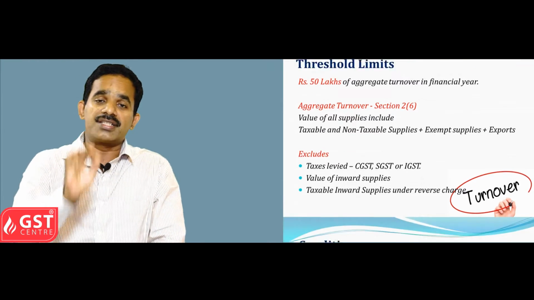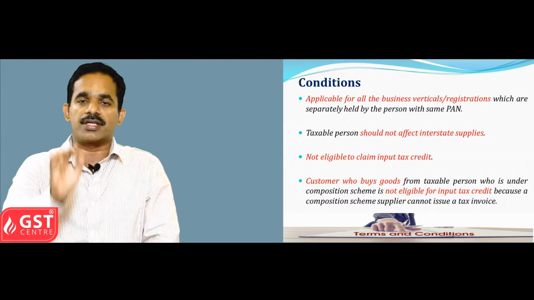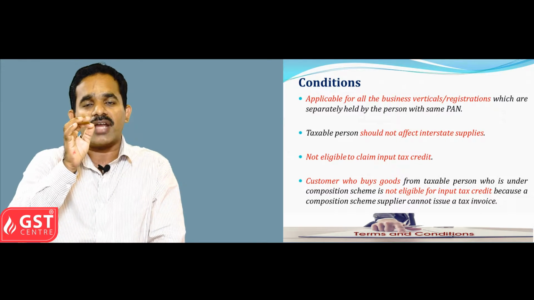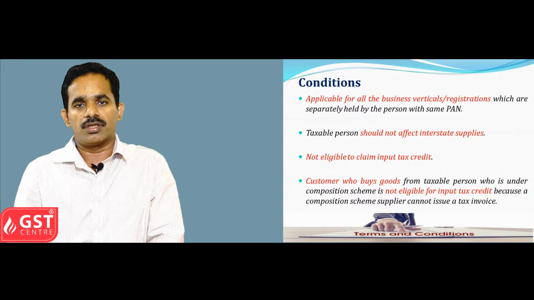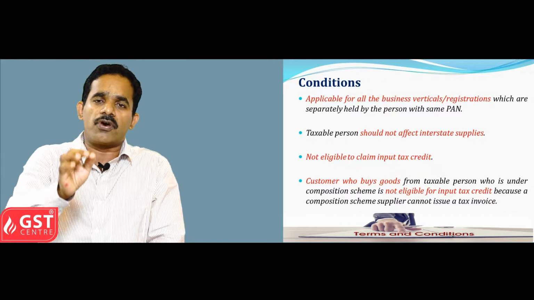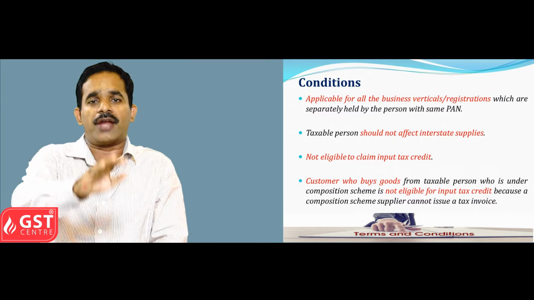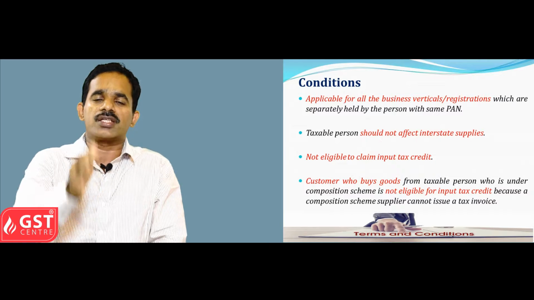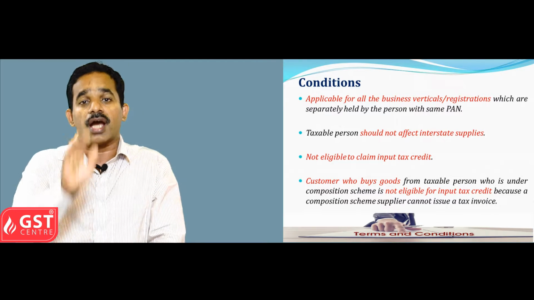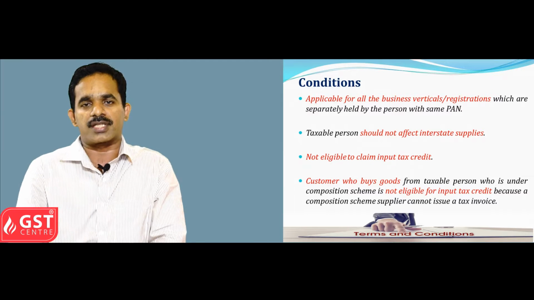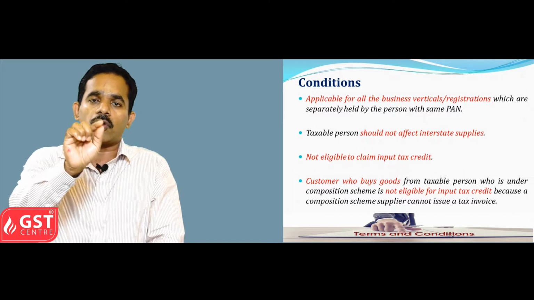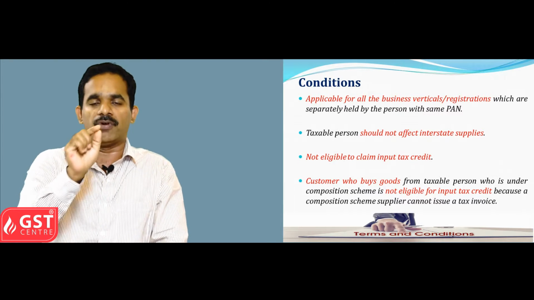There are certain conditions to be fulfilled by the person who is opting for the composition scheme. Let us look into these conditions. If a person has more than one business vertical, and he is looking for the composition scheme for only one vertical and not for others, it cannot be done. That is, a person who has more than one business vertical has to opt for the composition scheme for all verticals undertaken by him. He cannot opt for the composition scheme for only one vertical.